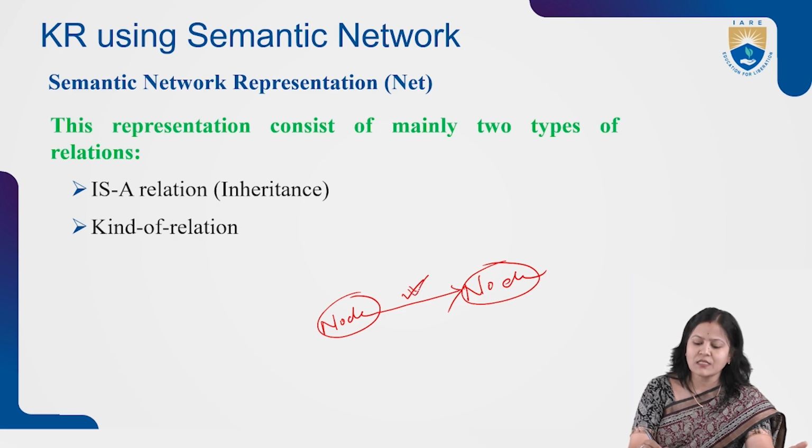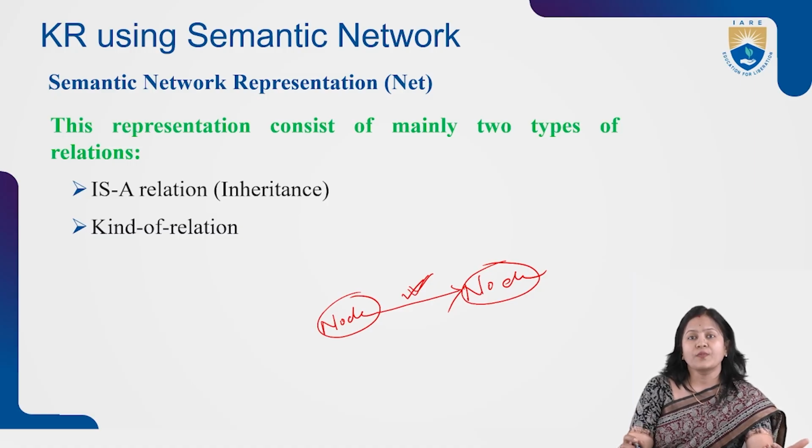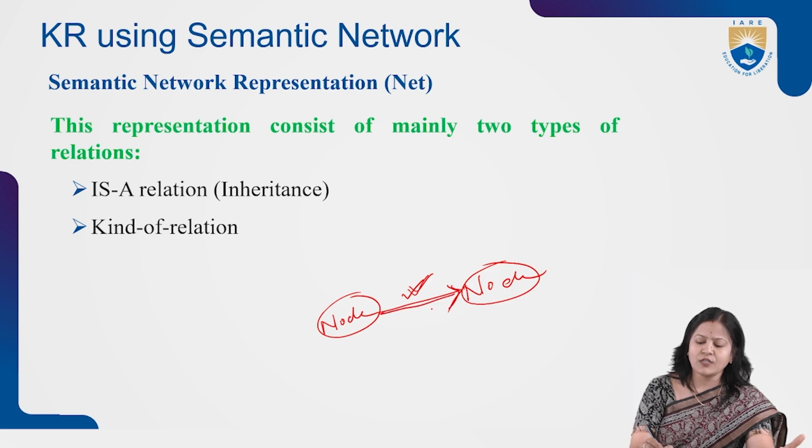Now this relationship can be of two types. One is the is-a relation and the second is the kind-of relation. Apart from these two, one more relation is there, the instance relation. I will let you know. The is-a relation is nothing but inheritance. As we know, a subclass always inherits all the properties of the parent class. That is called the concept of inheritance. So whenever inheritance exists, the link between these two we write as the is-a relation.